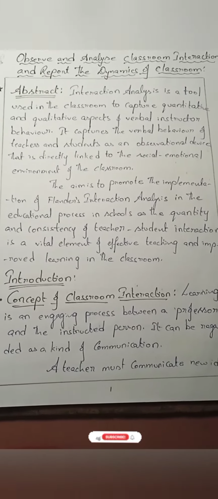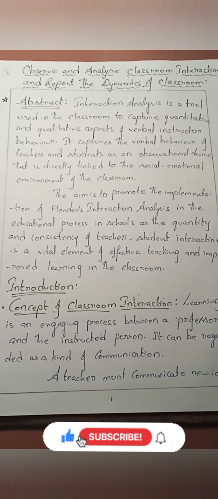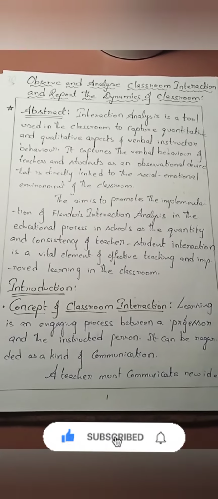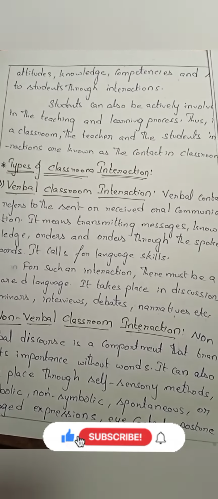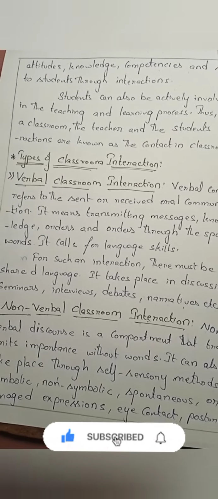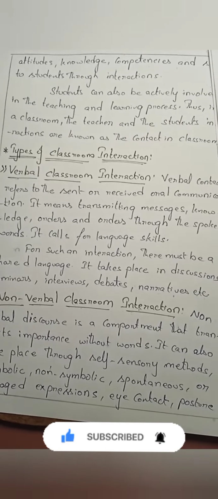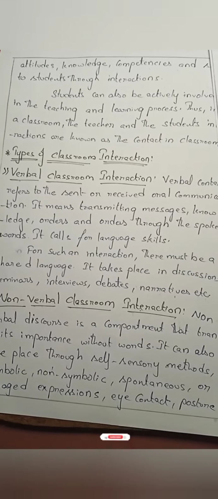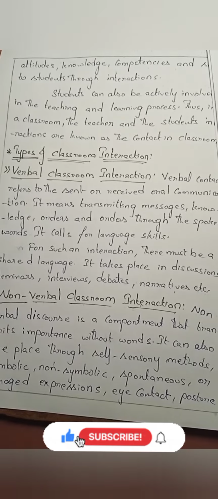Concept of classroom interaction. Learning is an engaging process between the professor and the instructed person. It can be regarded as a kind of communication. A teacher must communicate new ideas, attitudes, knowledge, and competencies to students through interaction. Students can also be actively involved in the teaching and learning process. Thus, in a classroom, the teacher and the student interaction is known as contact in the classroom.